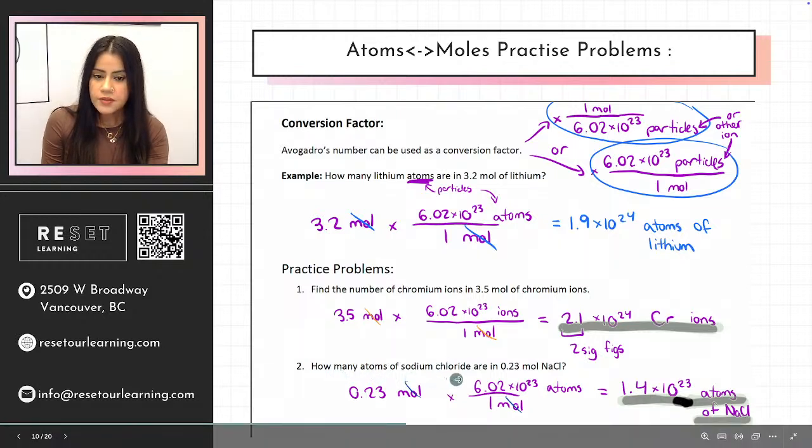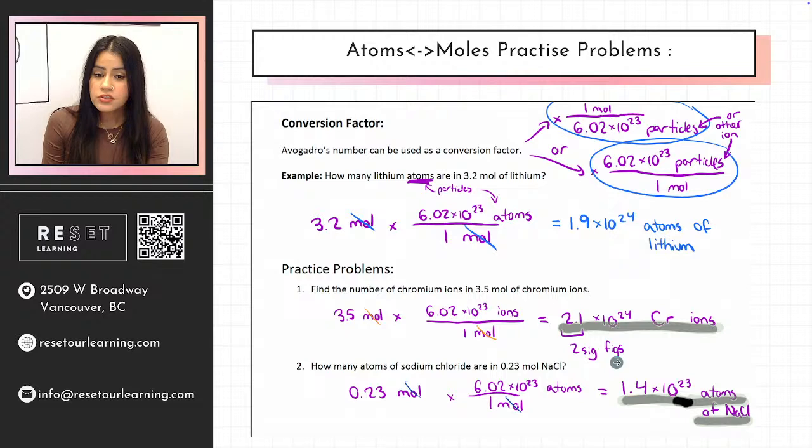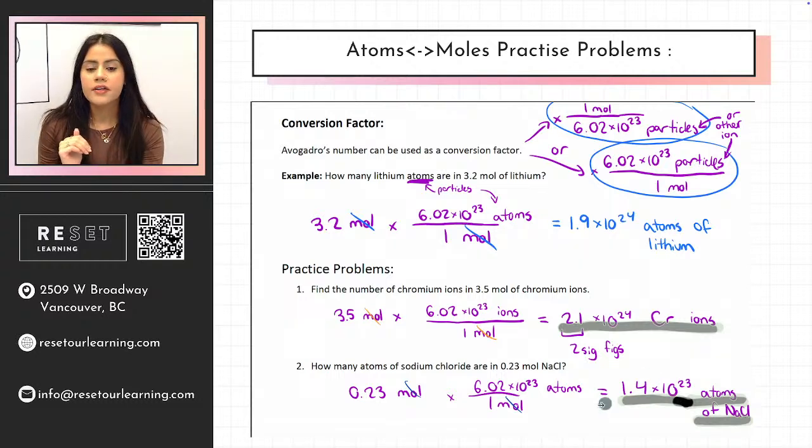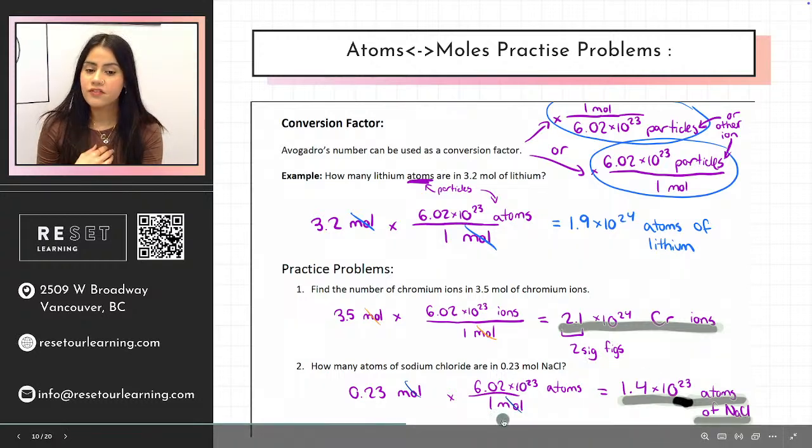So how many atoms of sodium chloride are in 0.23 moles of NaCl? NaCl is salt, as we all know. So again, same thing. Our desired goes on the top. What's given, what we're trying to get rid of, goes on the bottom. So 0.23 mole times 6.02 times 10 to the 23 atoms goes on the top. Mole and mole cancel. When you put this in your calculator, you'll get 1.4 times 10 to the 23.